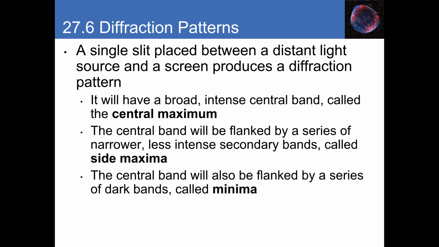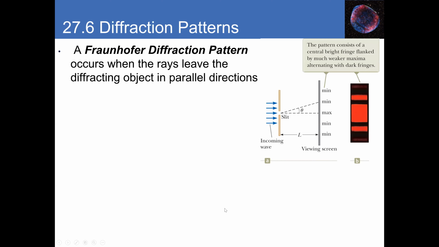For the single slit, there's a very broad, intense central maximum. That means the bright central maximum dominates all the other bright ones, which are barely visible. The central band is flanked by a series of narrower, less intense secondary bands called side maxima. For the single slit, we are more interested in the minima, the dark ones. The central band is also flanked by a series of dark bands called minima. Basically something like that.